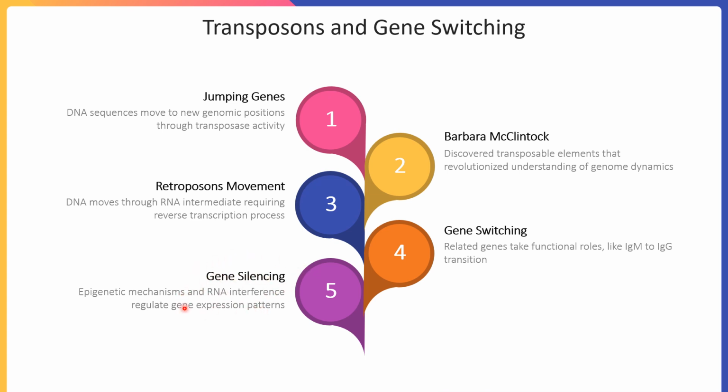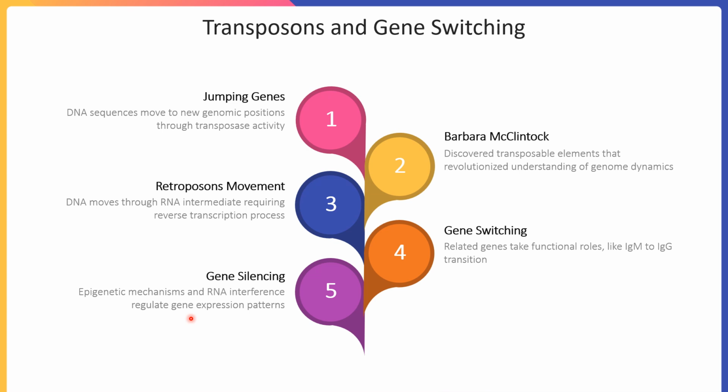So even though transcription is taking place, it will not be producing protein, because at the mRNA level itself, due to the presence of this interference RNA, that is siRNA or miRNA, that will promote the degradation of mRNA. So that gene will not be expressed. So that is known as gene silencing.